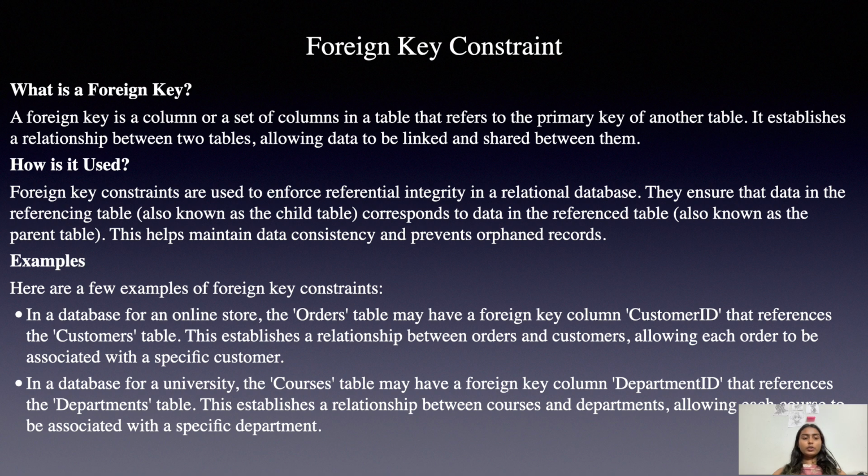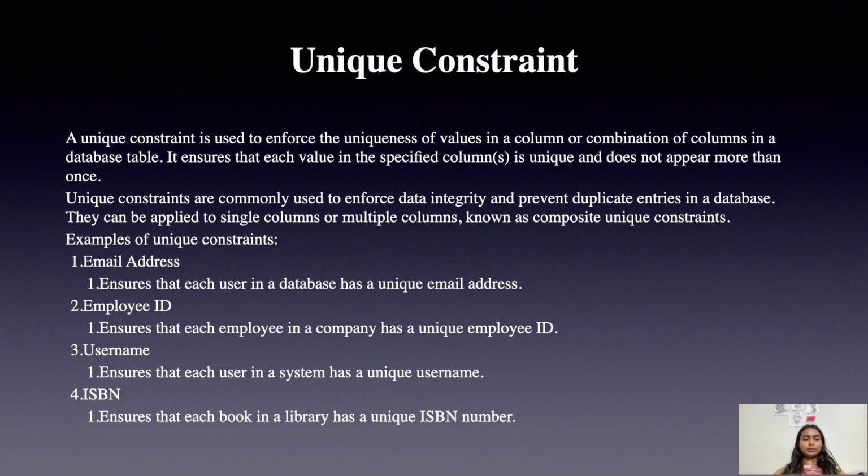In a database for a university, the courses table may have a foreign key column department ID that references the departments table. This establishes a relationship between courses and departments, allowing each course to be associated with a specific department.